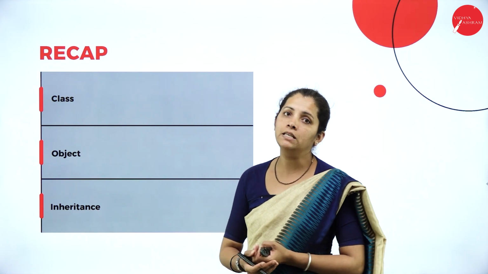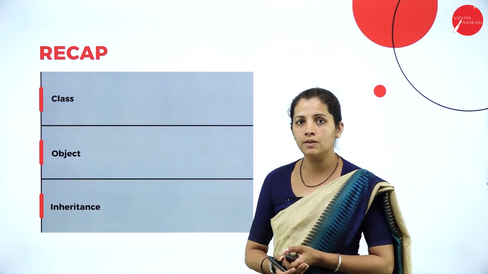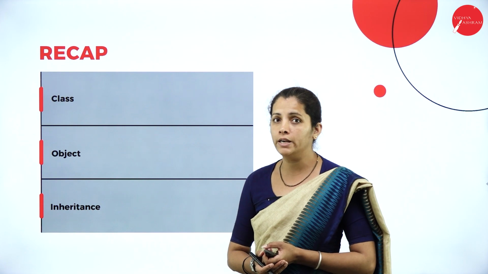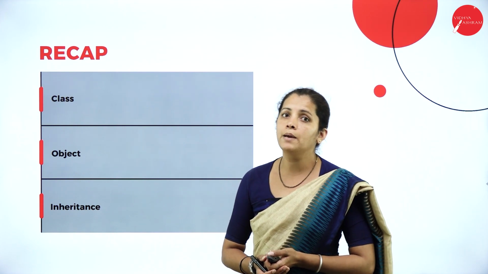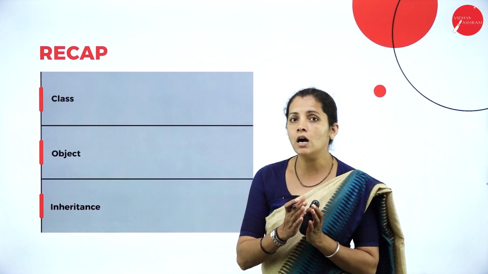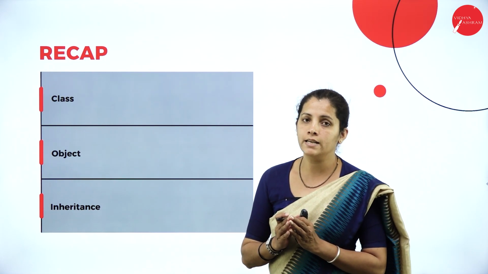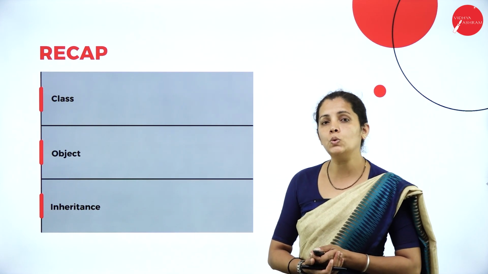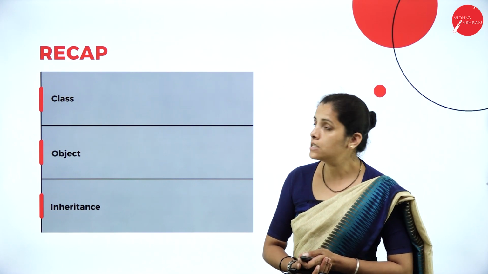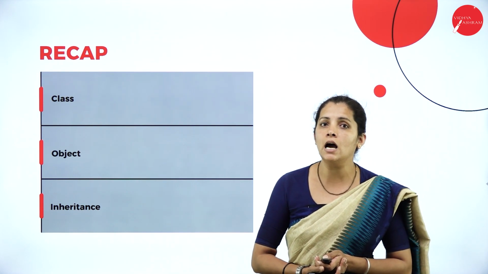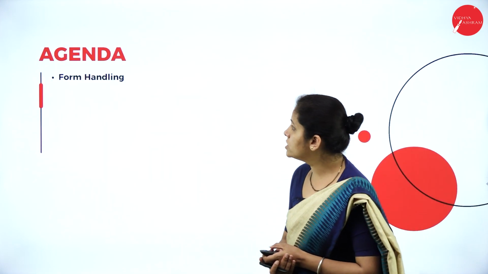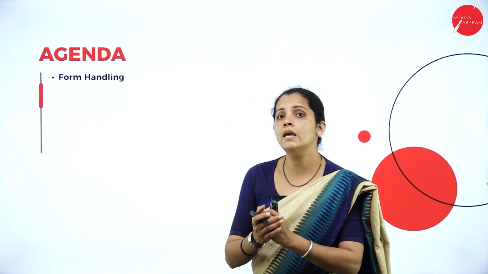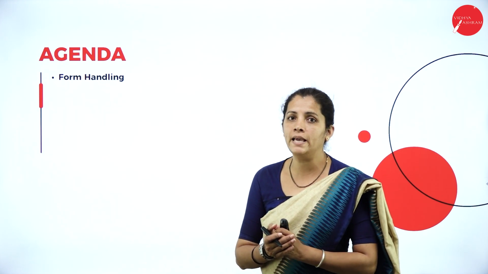Along with that, I discussed the concept called inheritance. What is inheritance? Inheritance is a feature of object-oriented programming. We can create a new class from an existing class. That concept is known as inheritance, and PHP supports only single inheritance. These are the concepts I discussed in my last session, but in today's session I'm going to deal with form handling, in the sense of how we can create a form in PHP.